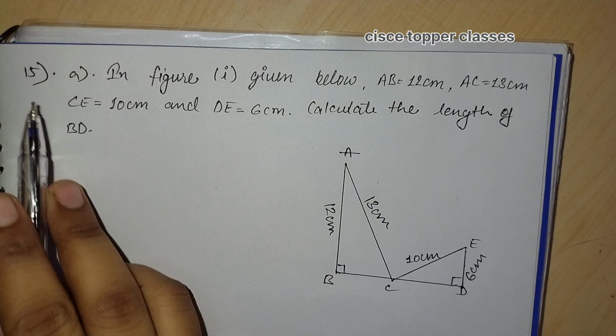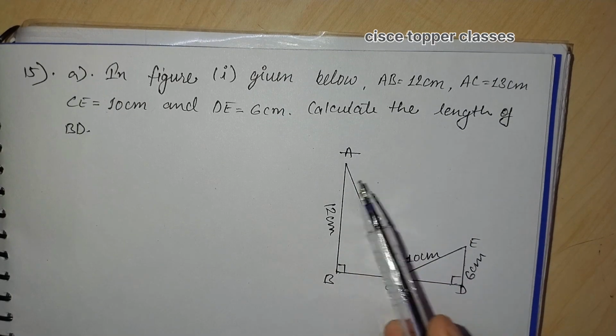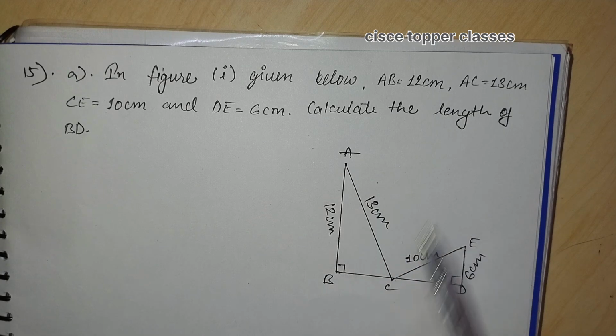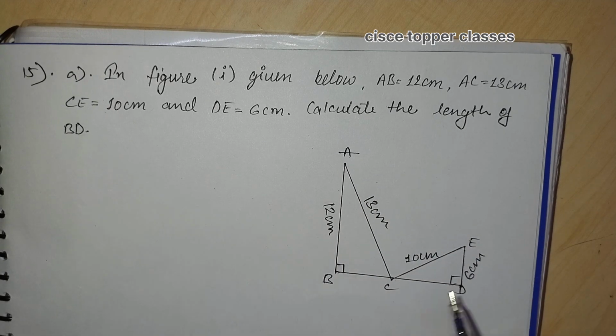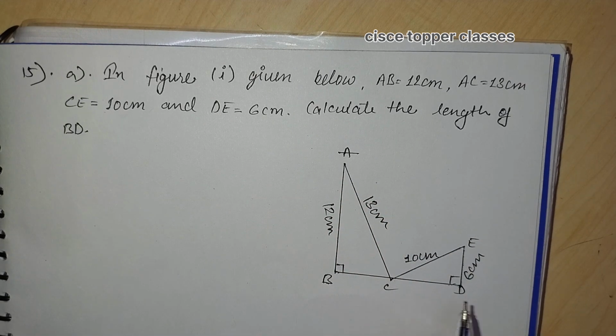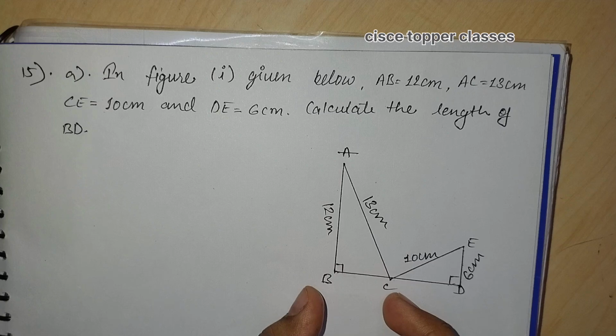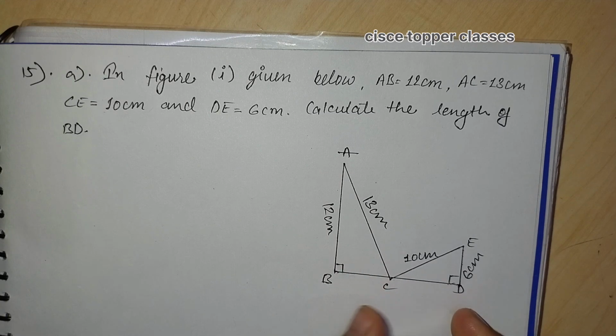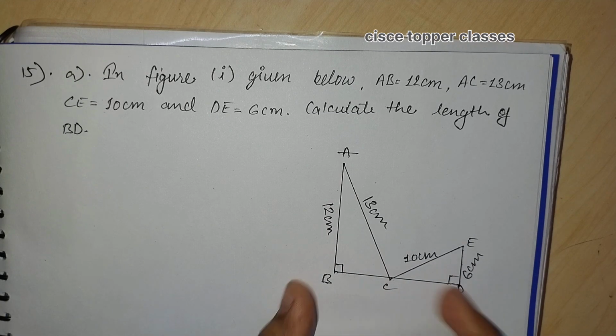Let us solve question 15. In the figure given below, AB is equal to 12 centimeter, AC is equal to 13 centimeter and CE is equal to 10 centimeter. DE is equal to 6 centimeter. Then we have to calculate the length of BD. So from Pythagoras theorem, firstly we will find the value of BC, then CD, and then we will add BC and CD to get BD.